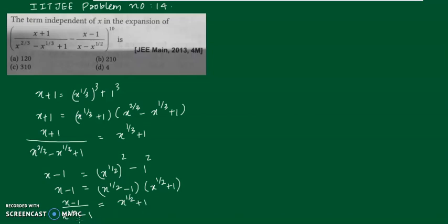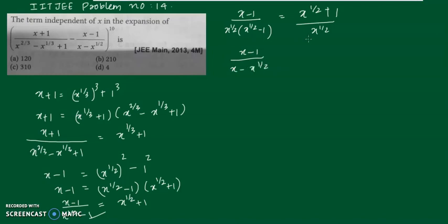Okay, multiplying an x raised to 1 by 2 on the denominator, what will happen? We get x minus 1 by x raised to 1 by 2 into (x raised to 1 by 2 minus 1) is equal to x raised to 1 by 2 plus 1 divided by x raised to 1 by 2. So here it becomes x minus 1 divided by x minus x raised to 1 by 2. That is what we need in this denominator. Separating x raised to 1 by 2, this becomes 1 plus 1 by x raised to 1 by 2, that is x raised to minus 1 by 2.